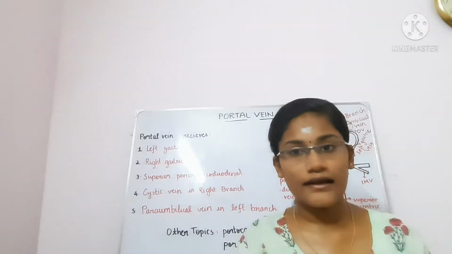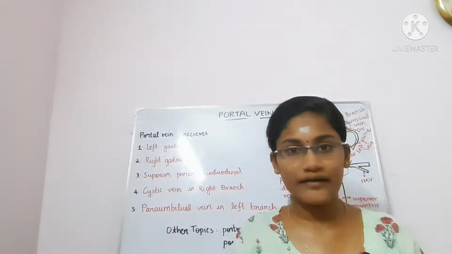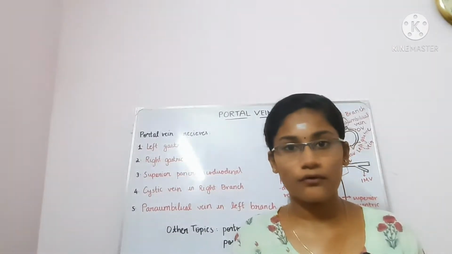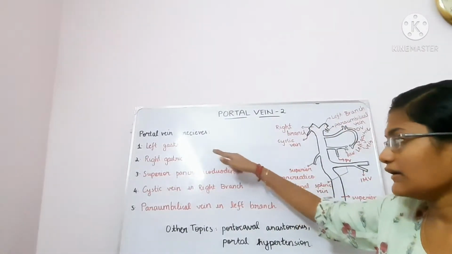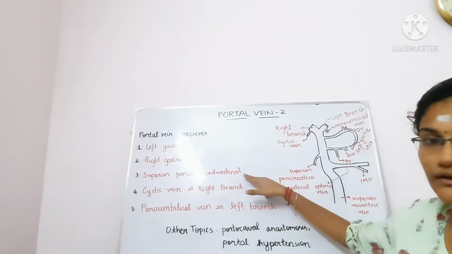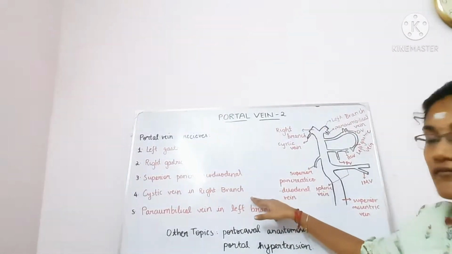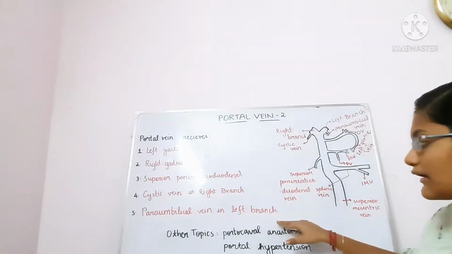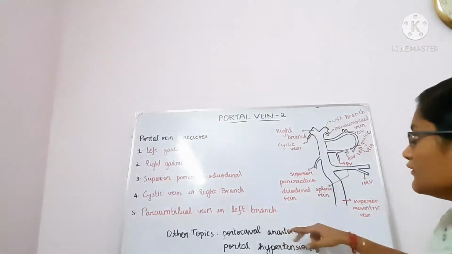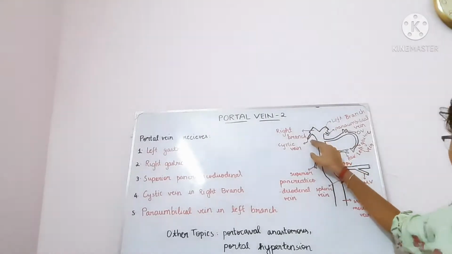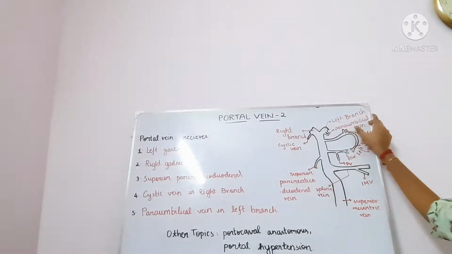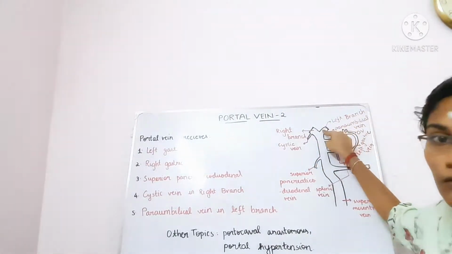Now let's talk about the tributaries of the portal vein. Many veins drain into the portal vein. These are the left gastric vein, right gastric vein, superior pancreatico-duodenal vein, and cystic vein, which will drain into the right branch, and the paraumbilical vein, which will drain into the left branch. So this is the right branch, and the cystic vein will drain into the right branch, and the paraumbilical vein will drain into the left branch of the portal vein.